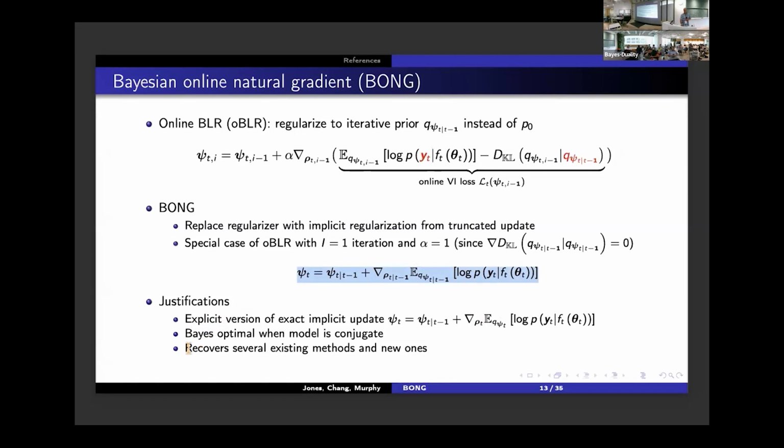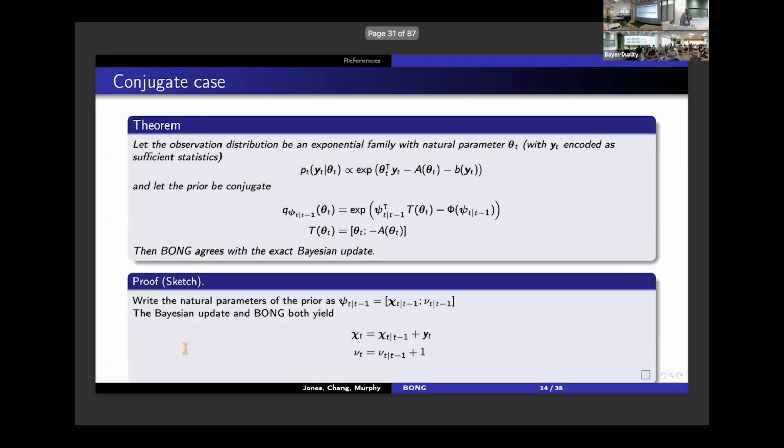Before I show that, let me just say that what we're going to end up with is a framework that derives a whole bunch of existing methods, and I think that's another reason to be interested in this update rule. So here's our theorem. Take a case where not only is the variational family an exponential family, but the likelihood is also an exponential family, and the two exponential families are related in that one is the conjugate of the other.